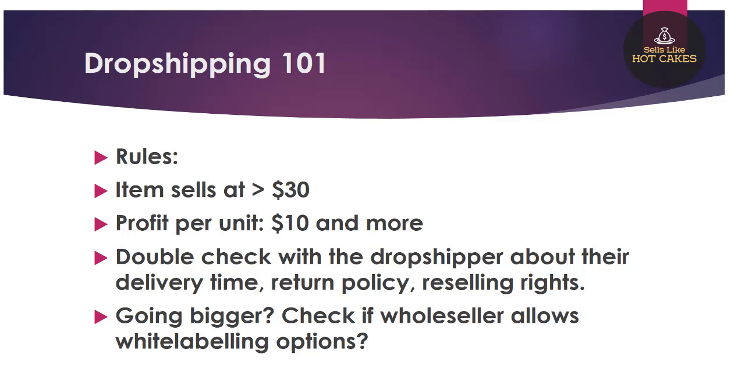Remember, you need to mark up the price, and you just cannot mark up much if your unit is just too cheap. A good margin would be at least $10 or more per unit. For example, your drop shipper is selling something for $30, and you are seeing that on Amazon a similar item sells at $45 to $50. That is a pretty good profit margin for you.